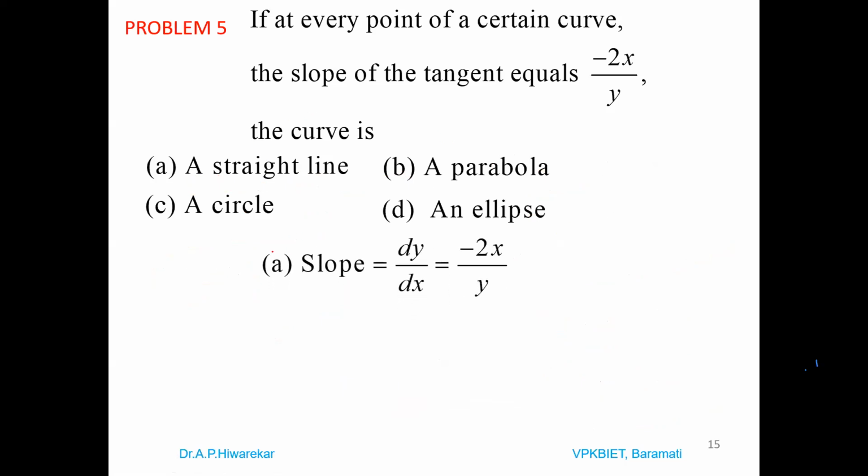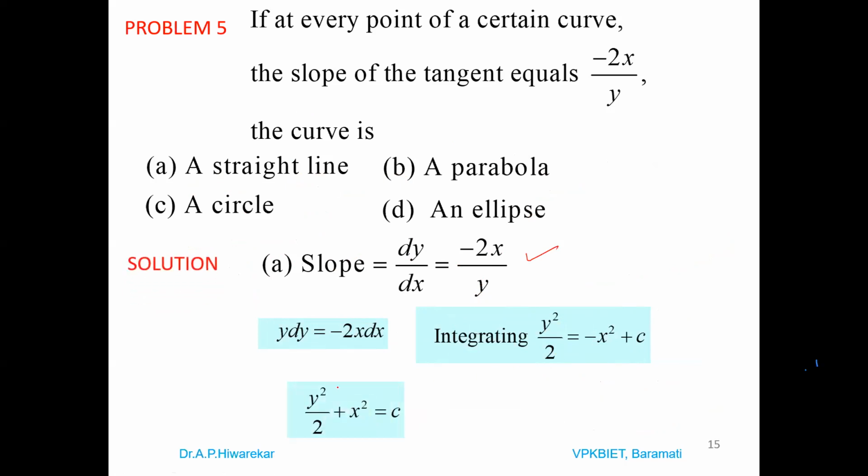Okay. So slope is dy by dx and that is equal to minus of 2x divided by y. So y dy is equal to minus 2x dx. Integrating, we get y square by 2 is equal to minus x square plus c. Or you can have y square by 2 plus x square is equal to c. Or y square divided by 2c plus x square by c is equal to 1.